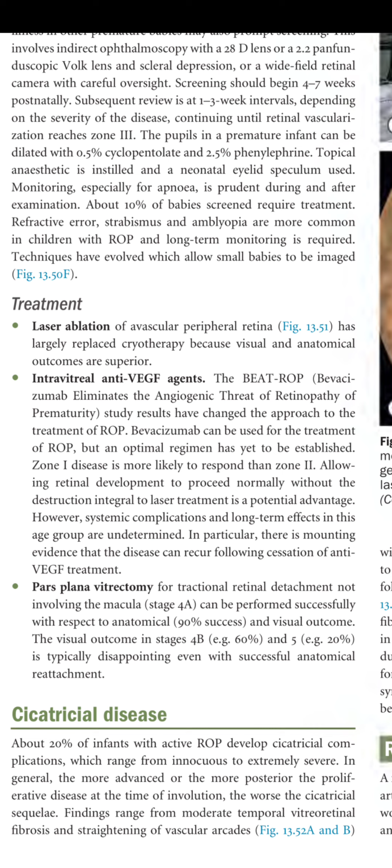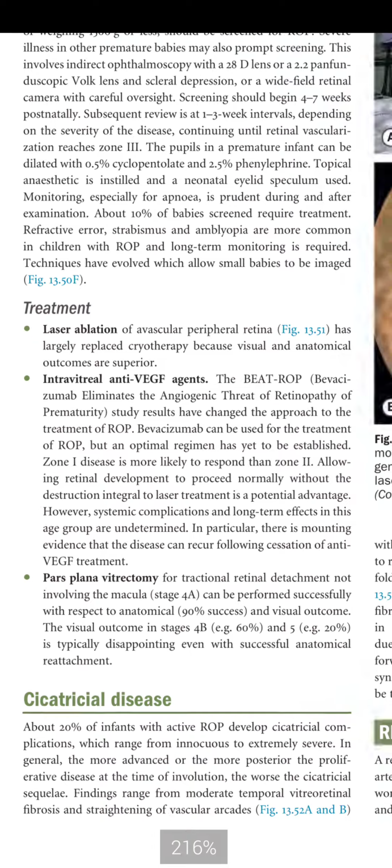Pars plana vitrectomy for tractional retinal detachment not involving the macula, stage 4A, can be performed successfully with respect to anatomical outcome, 90% success, and visual outcome. The visual outcome in stage 4B is 60% and stage 5 is 20%. So it decreases depending on the stage. So if you do vitrectomy in 4A, it will have a 90% success rate. If you do 4B, 60%, and in stage 5, 20%. Visual outcome is typically disappointing even with successful anatomical reattachment.